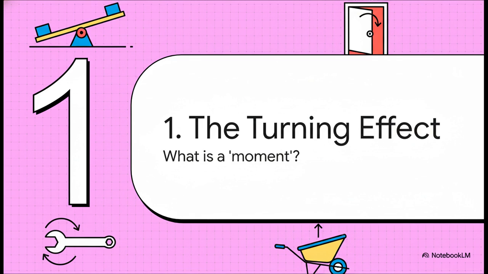Okay, first up, the turning effect. Now, we're used to thinking about forces as just a simple push or a pull in a straight line. But forces can do something else, something really cool. They can make things rotate around a fixed point, which we call a pivot. And that rotation is exactly what we're diving into now.